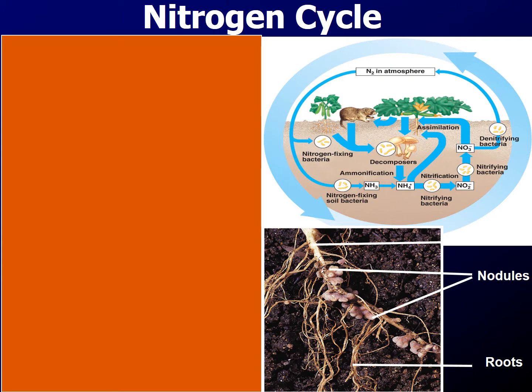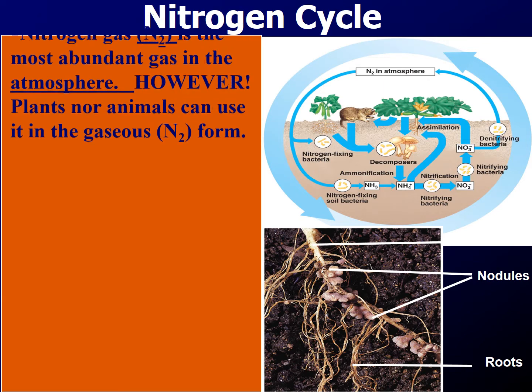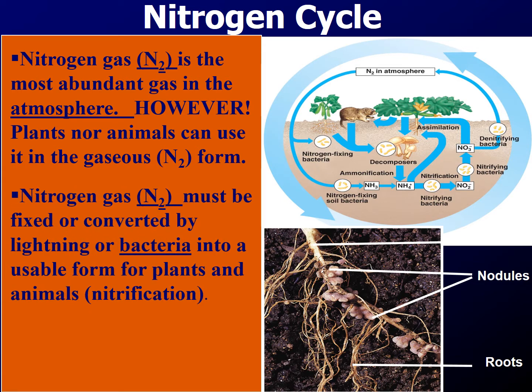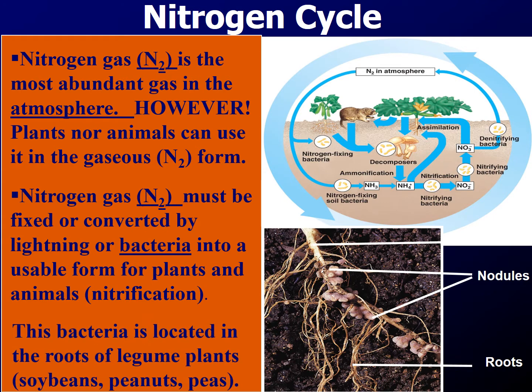Nitrogen gas, being the most abundant gas in the atmosphere, is not usable to plants or animals in its current form. Therefore, nitrification must occur. That is, the fixing of nitrogen gas so that it can be used by plants or animals. There are two ways in which this can occur, through lightning or bacteria. This bacteria is located in the roots of legume plants such as soybeans, peanuts, and peas.